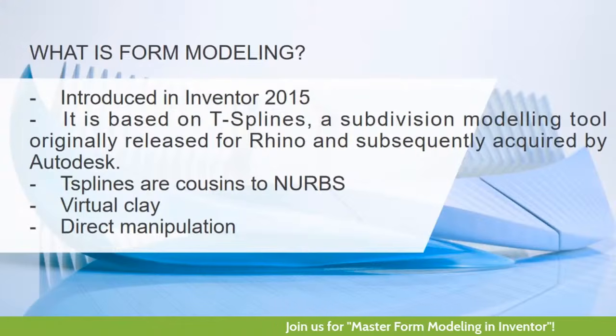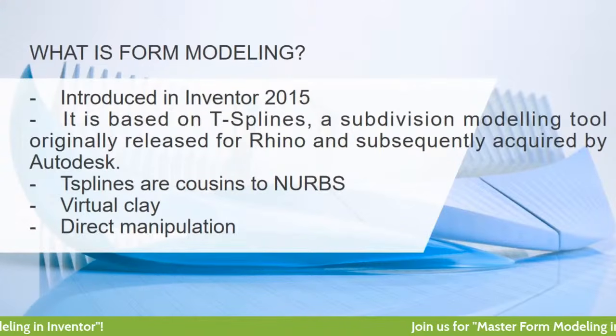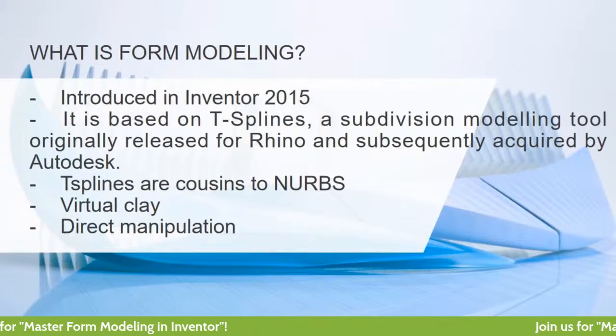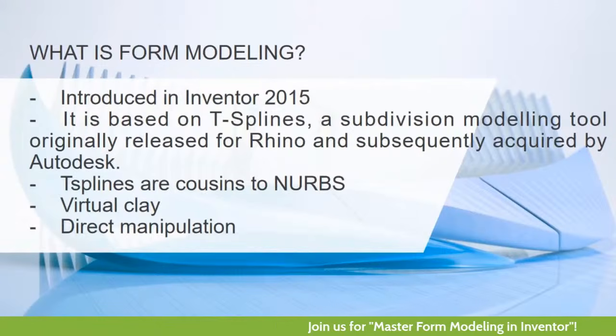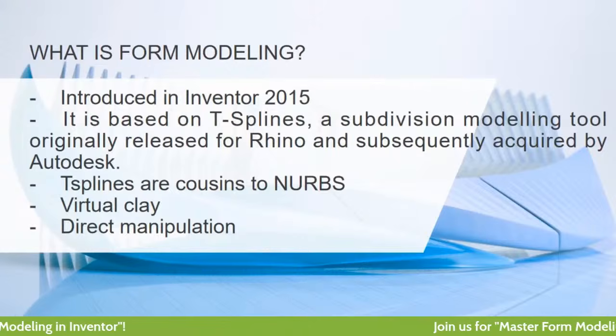Form modeling was introduced in Inventor 2015. Autodesk Inventor Freeform technology is based on T-Splines. Many of you may not be familiar with what T-Spline is. If you ever heard of Rhino, this technology was developed and then incorporated into Rhino, and Autodesk bought the technology and plugged it into Inventor. T-splines are cousins to NURBS.